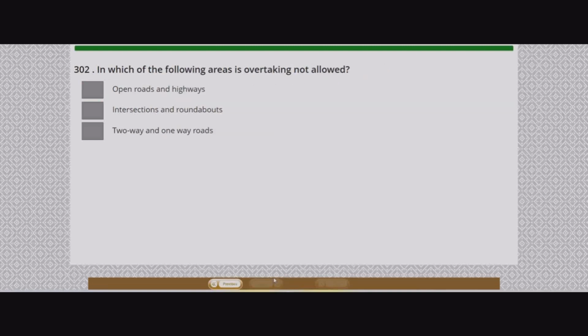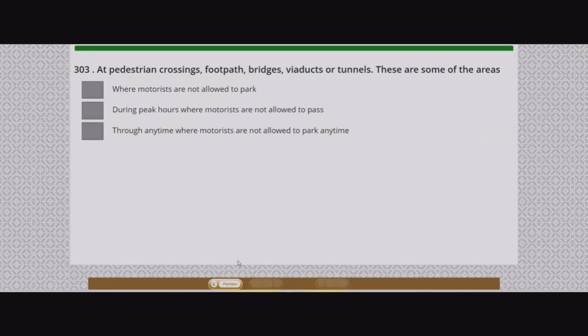In which of the following areas is overtaking not allowed? Intersections and roundabouts, pedestrian crossings, footpaths, bridges, viaducts or tunnels. These are some of the areas where motorists are not allowed to park at any time.